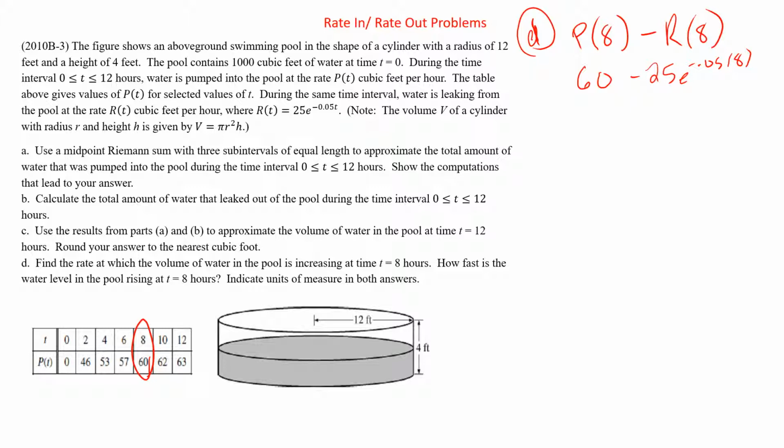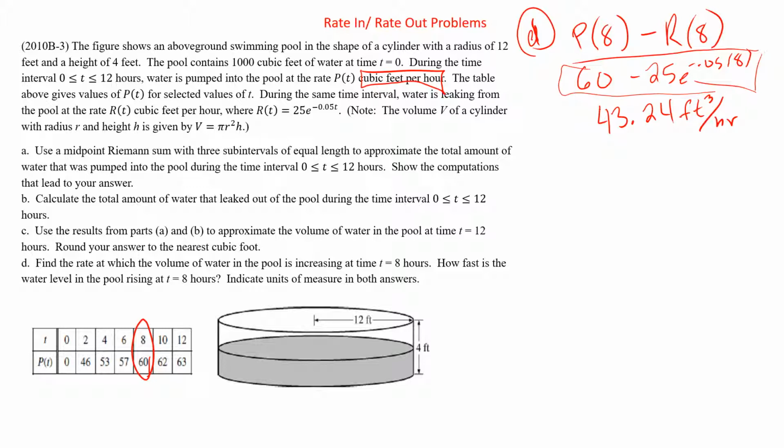You actually don't even need to write this part out. You could go P of 8 minus R of 8 equals about 43.24, and then include units. What's the unit? Well, it's a rate. It's cubic feet per hour. All these rates are in cubic feet per hour.